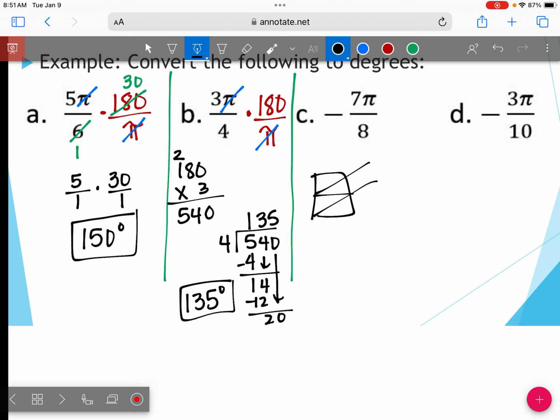All right, copy down C and D. We're not going to do it yet, but just have it copied down in your notes so we can pick up there tomorrow.